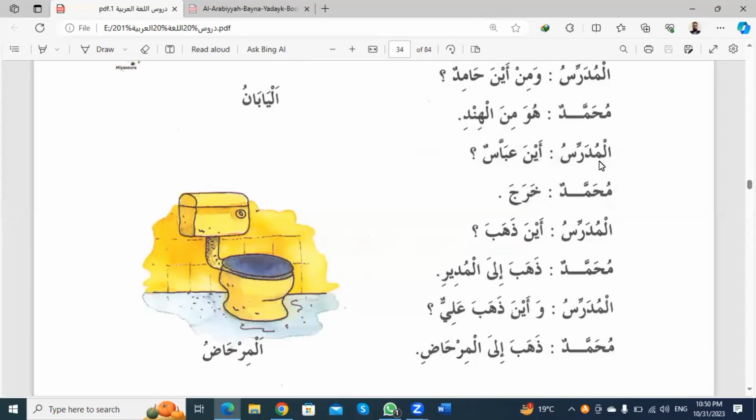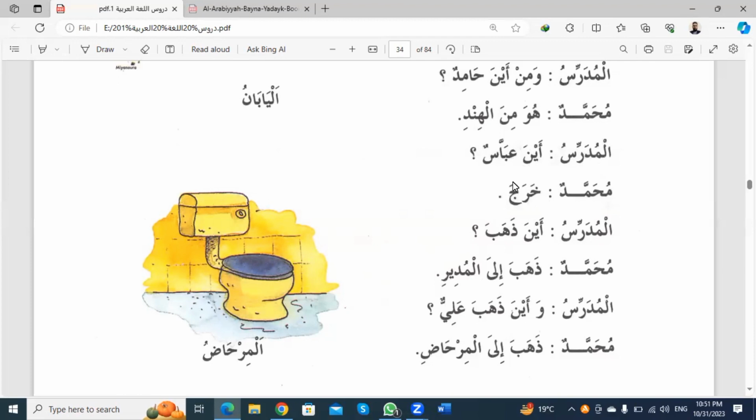So, this is Al Mudarris. The teacher says, Aina Abbasun? Where is Abbas? Muhammad says that he got out. He got out. So, yes. How do we say that?